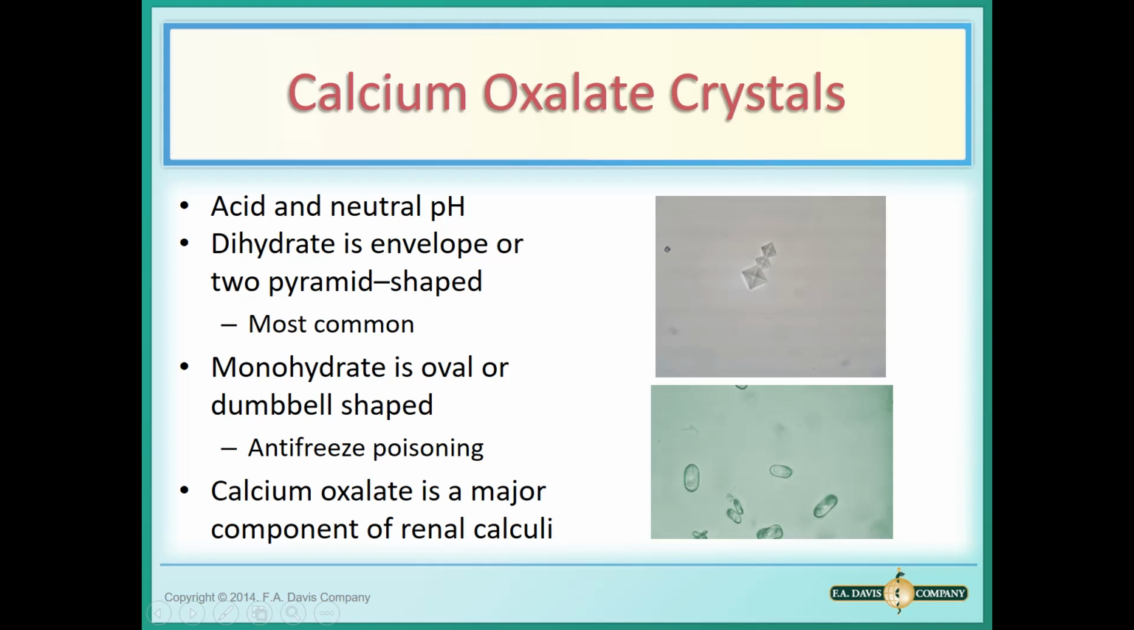We also have these dumbbell-shaped ones. This is a good dumbbell. It looks like it has a dark end here and here, like a dumbbell, or they take on this oval shape. We see this in patients that have antifreeze poisoning, and sometimes patients that get kidney stones, their calcium oxalate crystals are a big part of it.